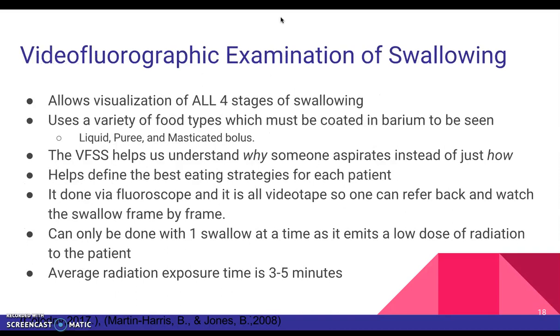So the VFSS allows visualization of all 4 stages of swallowing. We coat the food in barium, and we use a fluoroscope to see how the food is swallowed, and it helps to find the best eating strategies for a patient. This lets us understand why, instead of just how, someone aspirates. And we videotape it so we can refer back and watch. It can be done only with 1 swallow at a time, though, because it does emit a low dose of radiation, and average radiation exposure time is 3 to 5 minutes.